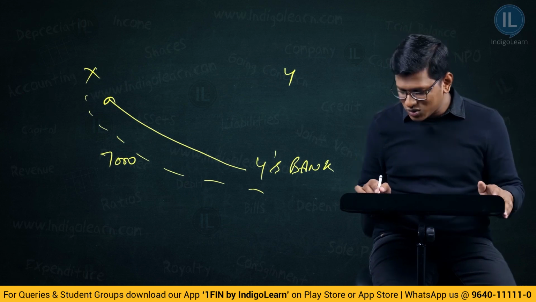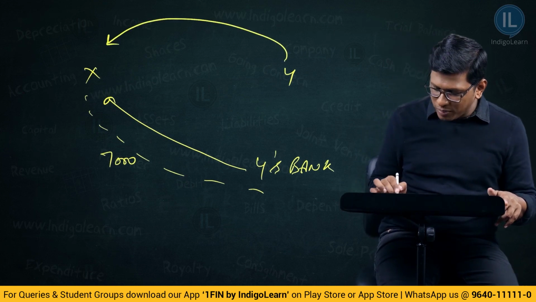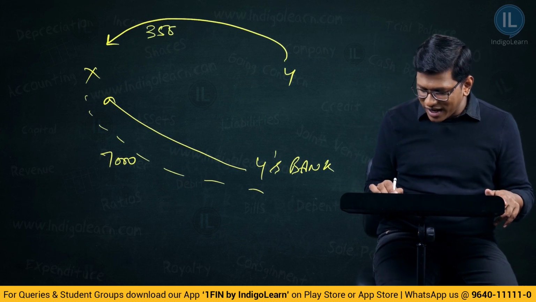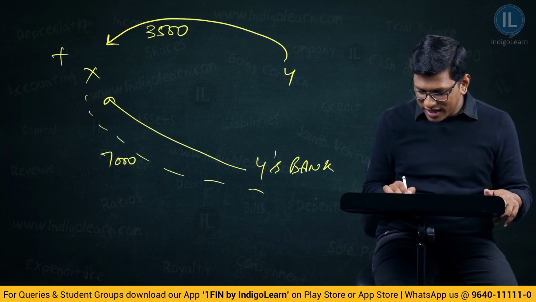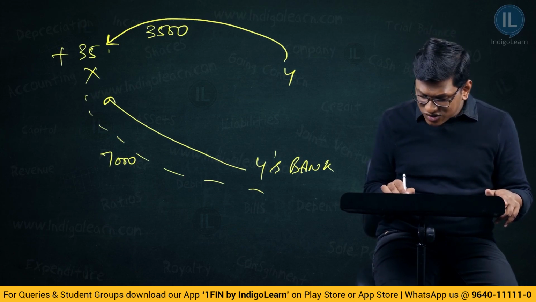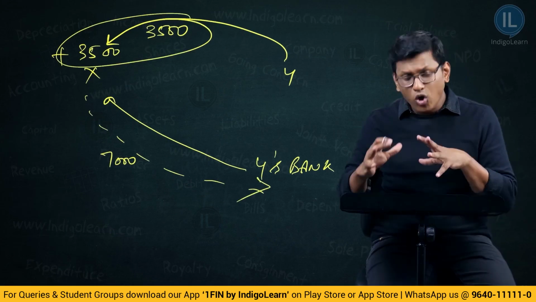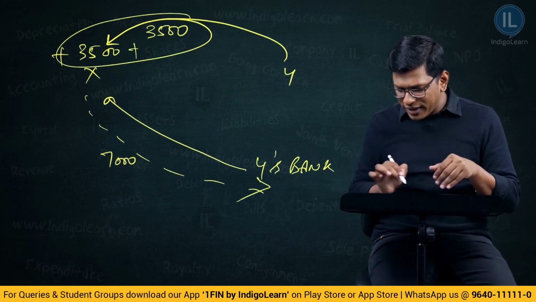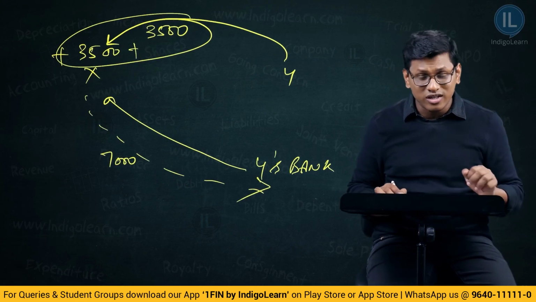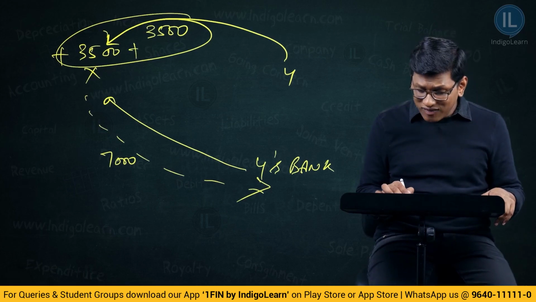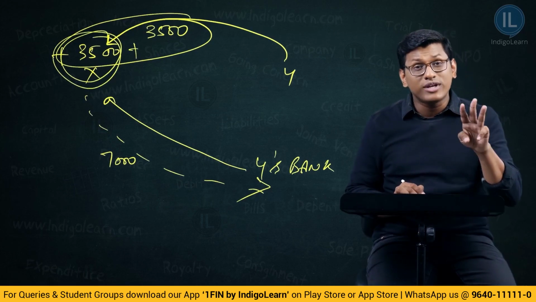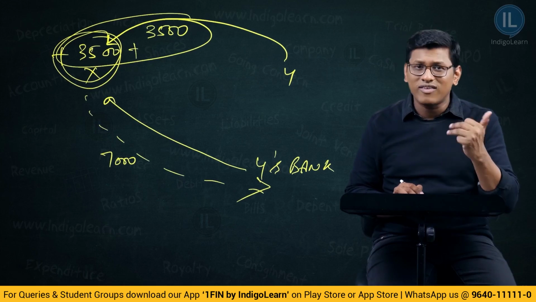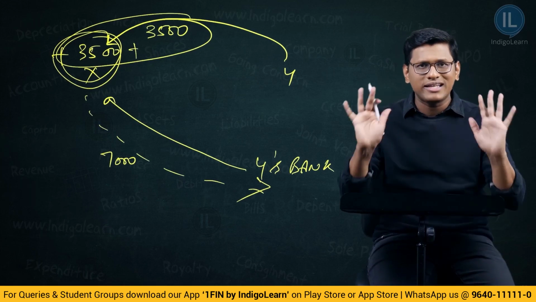How will X pay 7,000 rupees? Y should pay 3,500 rupees to X. To that, X should add his 3,500 rupees. Both put together, X should pay to Y's bank. Correct or not? So, how much should X have added out of his pocket? 3,500 X should have added out of his pocket. Okay, that is the main thing.